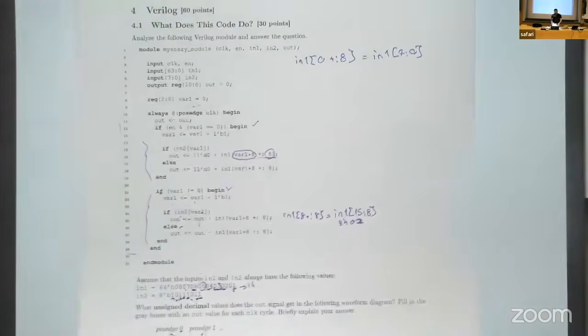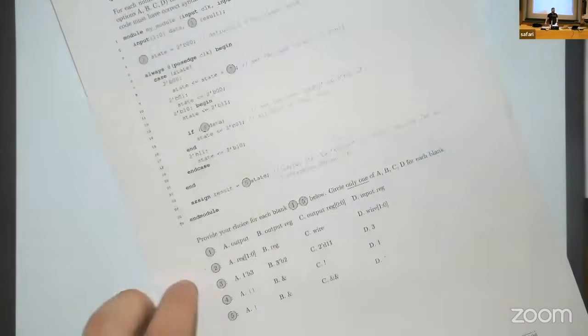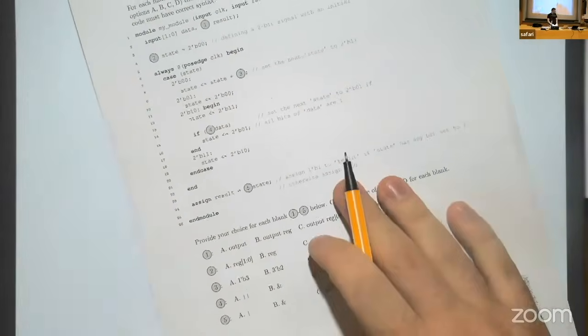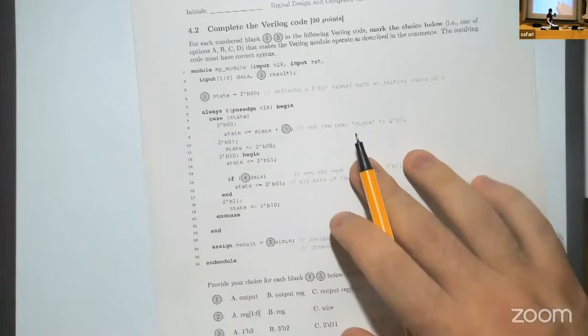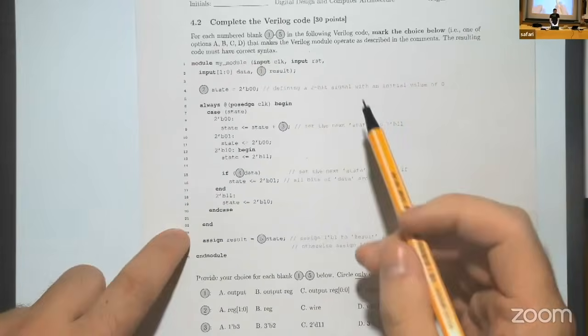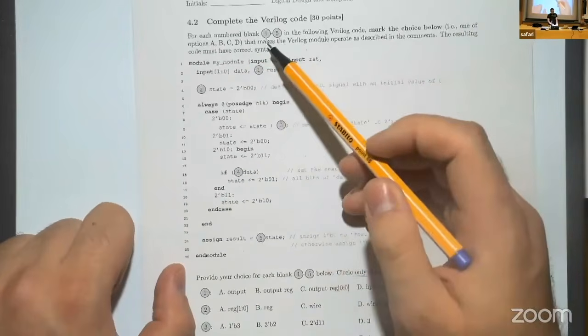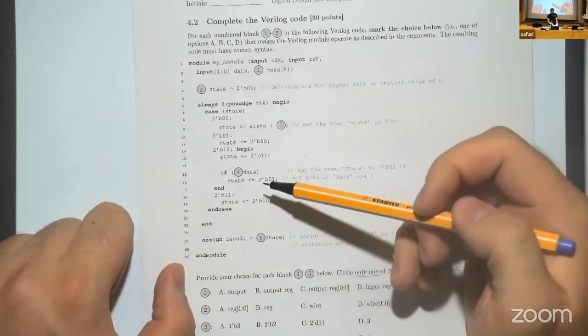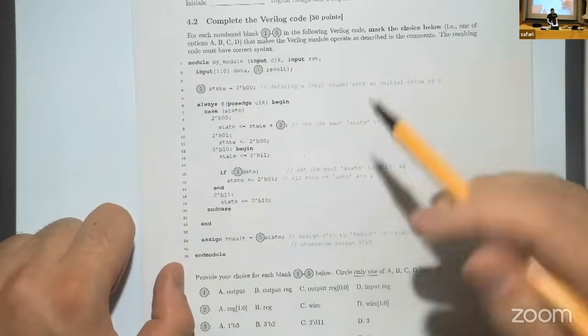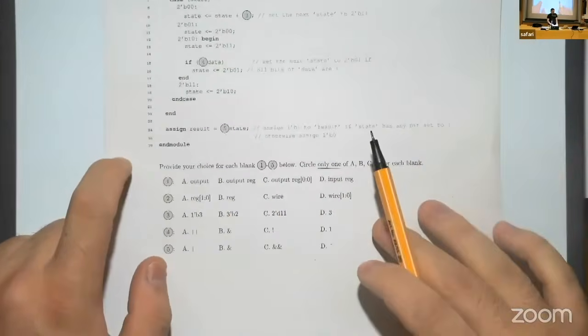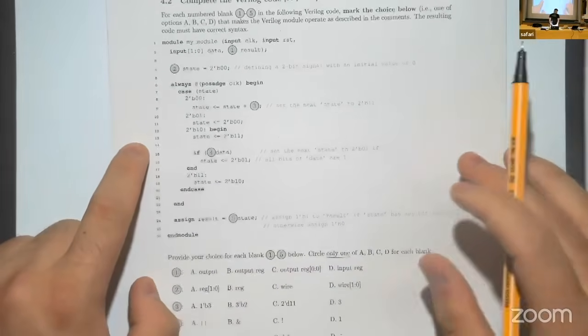So the second question, let me check. This one is relatively easier than the other one. Let's see. So here it says that there are numbered blanks 1 to 5 in the following Verilog codes, and we have to choose one of the options over here. So let's start with the first one.